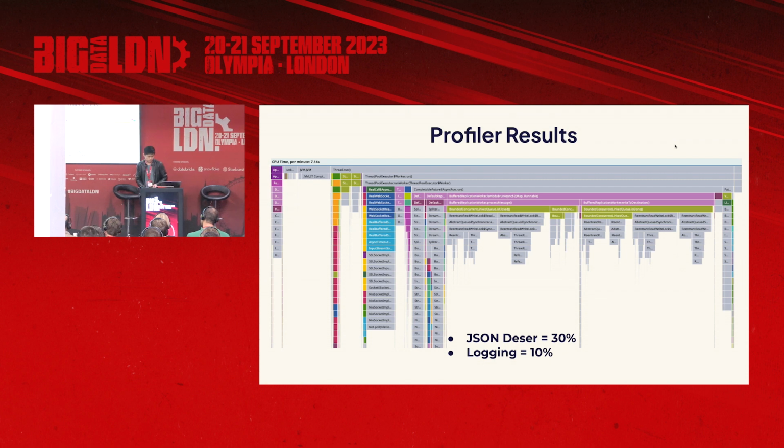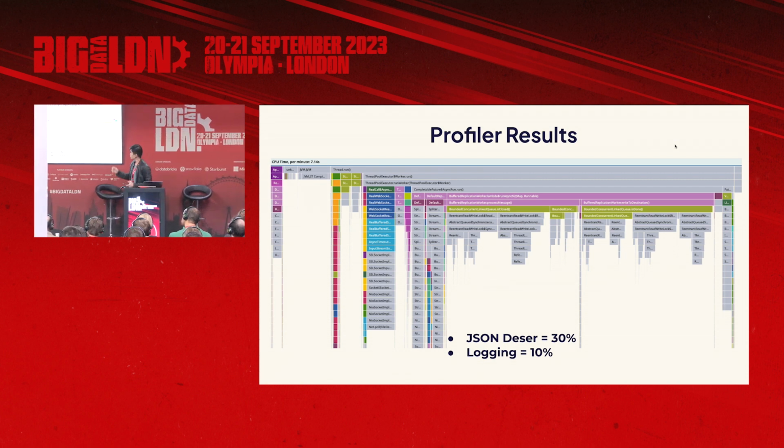So we did that, turned on the profiler, looked at a bunch of profiles, analyzed the data. Two things jumped out. First was JSON deserialization. That took about 30%. I expected that. People know JSON is not the most performant. And then logging, about 10%. Okay?